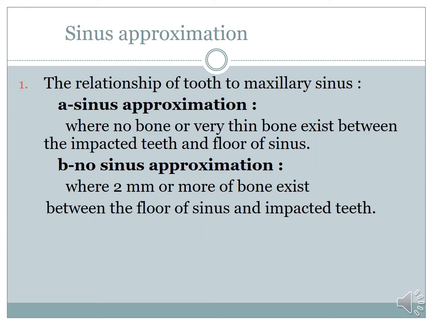There is also an important anatomical structure that you need to take into consideration when you are extracting an impacted third molar, and that is the maxillary sinus. The maxillary sinus relationship has to be estimated. There is sinus approximation when there is no bone or very thin bone between the impacted tooth and the floor of the sinus. There is no sinus approximation when 2 mm or more of bone exists between the floor of the sinus and the impacted tooth.